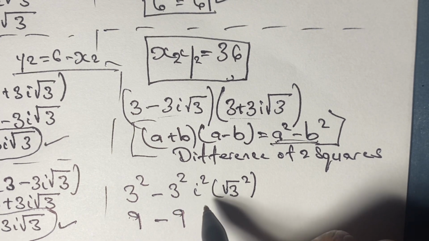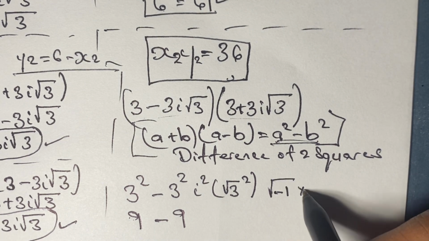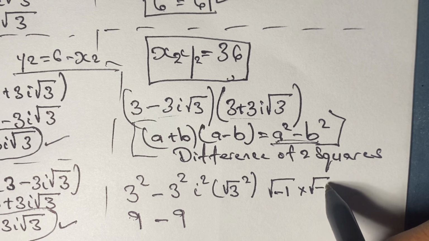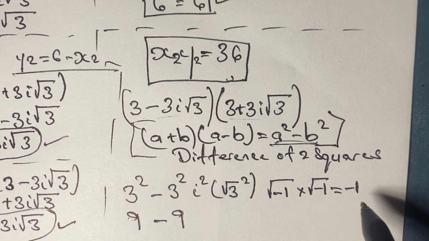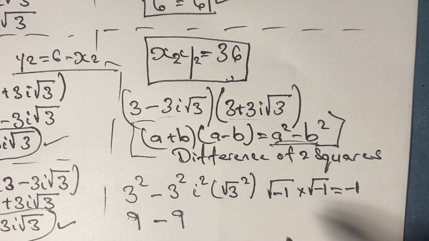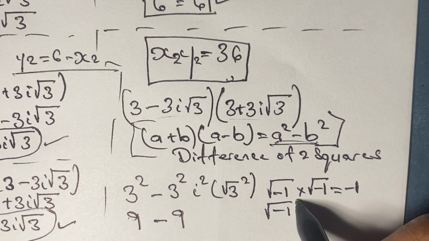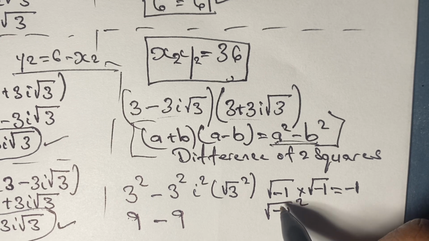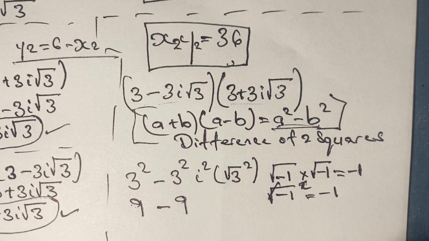Now let's look at i squared. i, as we said before, is the square root of -1. And if we square it, it means that we'd have the square root of -1 times the square root of -1, which is going to equal -1. We could also look at it from the angle of having it being squared. So the square root sign is going to be cancelled out by the square sign, which is going to leave us with just the -1.